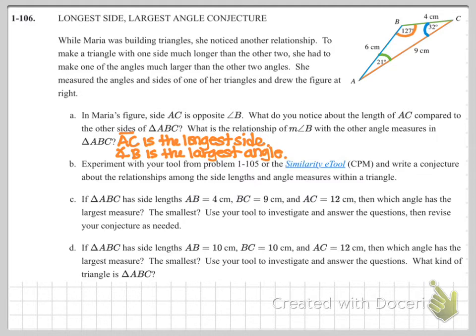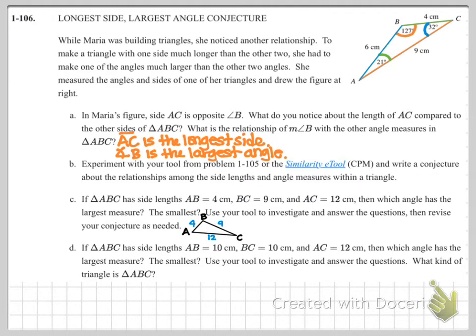Okay, so moving on to C. So make sure that you have your conjecture written down for B. If triangle ABC has side lengths 4, 9, and 12 respectively, then which angle has the largest measure, the smallest? Use your tool to investigate and answer the questions. So what you can do is you can actually just mock up a little tiny triangle for yourself if you need a visual. So I think that's what I'm going to do.